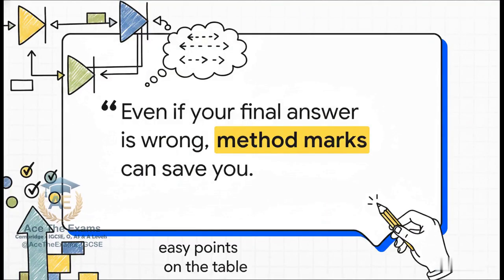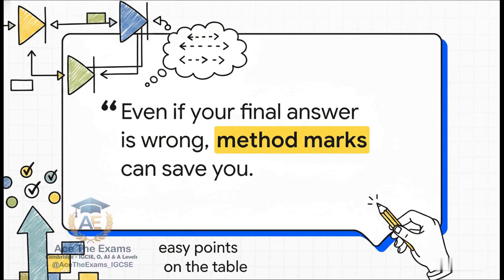Right out of the gate, we have a massive alert here. Directly from the principal examiner, they state, students lose marks by not showing working. Even if your final answer is wrong, method marks can save you. Okay, this is absolutely crucial. This seems to be the ultimate pitfall that costs easy marks.